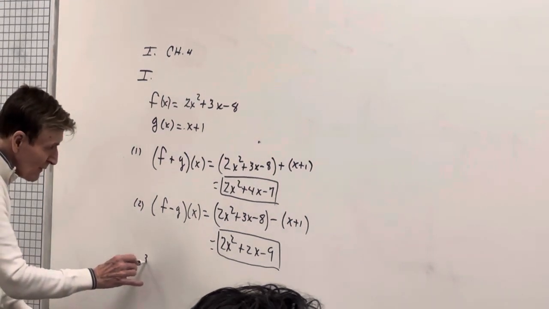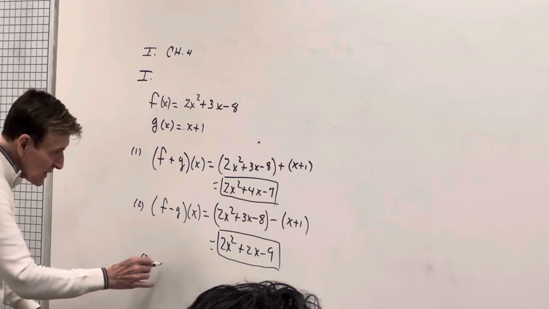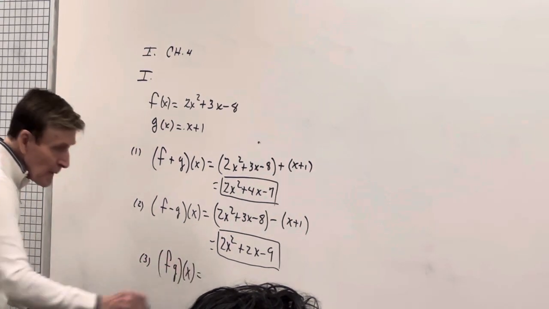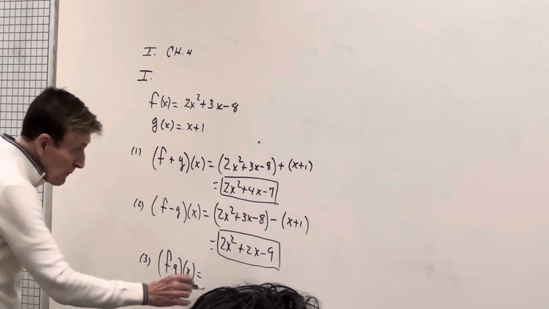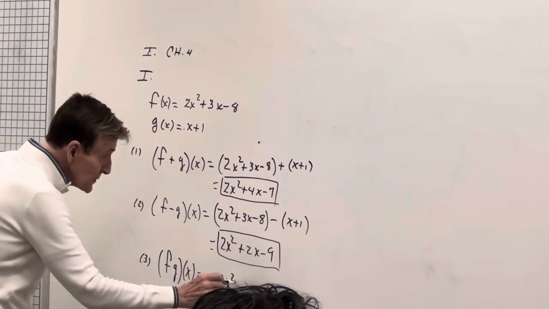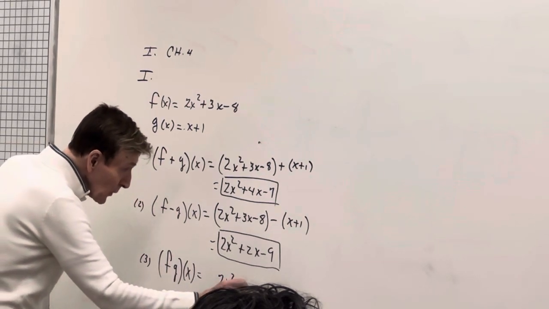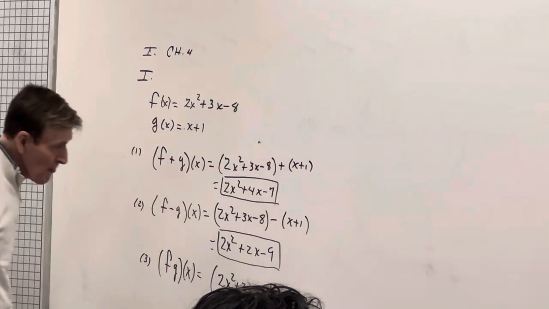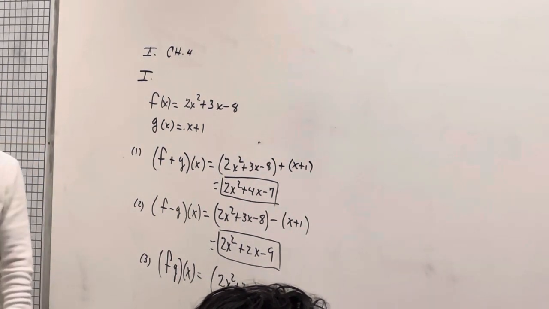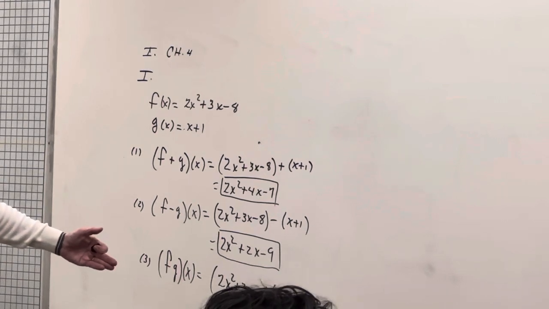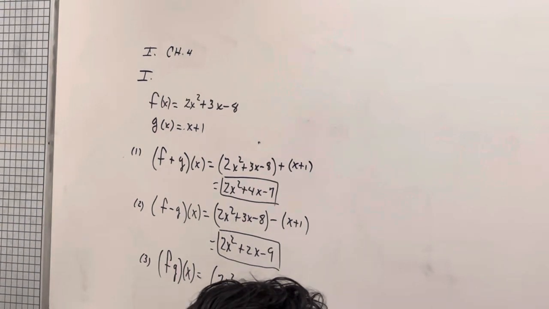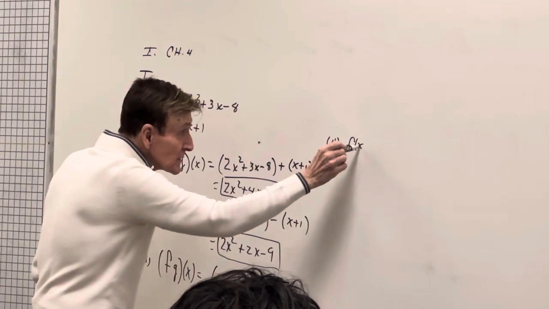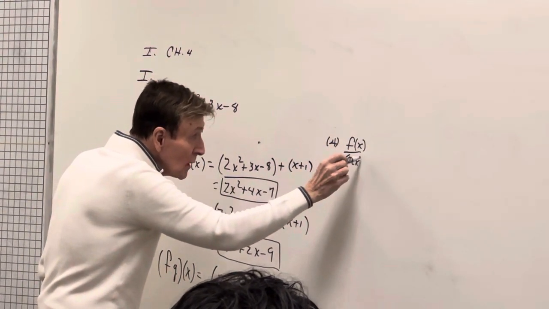Number 3, another arithmetic operation. Just doing arithmetic here. They may ask you to form the product of the two. And the product of the two would be merely you doing this, 2x squared plus 3x minus 8. I know if I multiply this out for you, I'm going to set it up for you, times x plus 1. That's all they want. And then, of course, you would have to expand that out, which is easily done. Number 4, quotient. They ask for f of x over g of x, no problem, no issue.